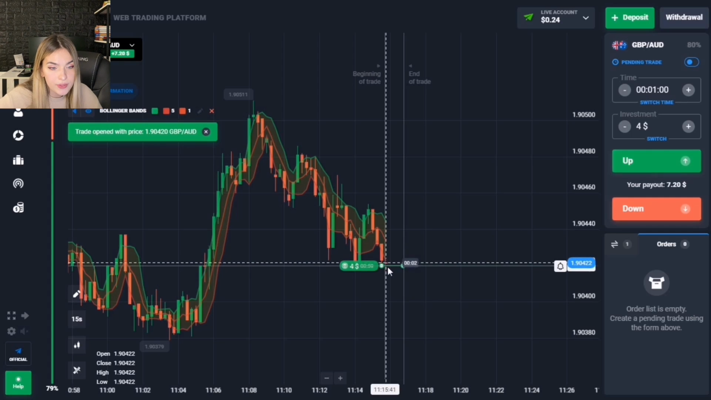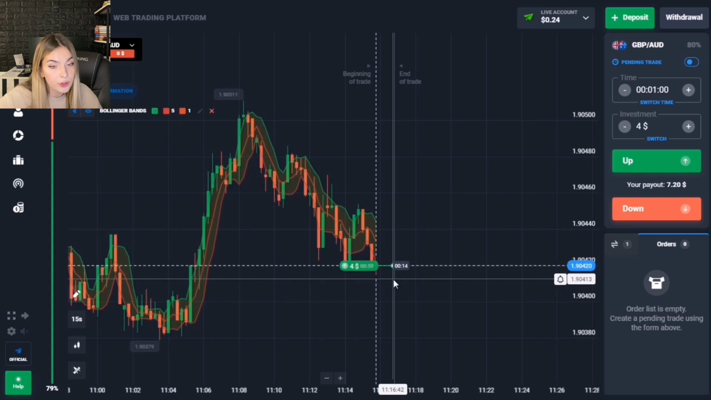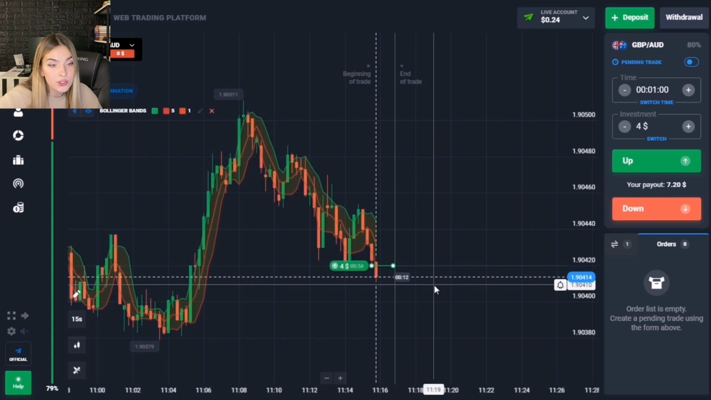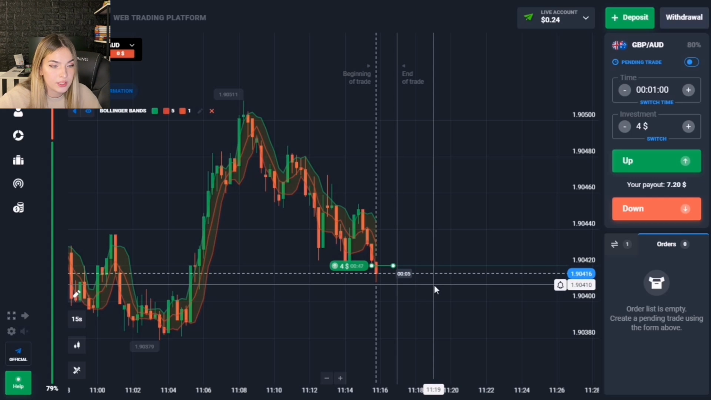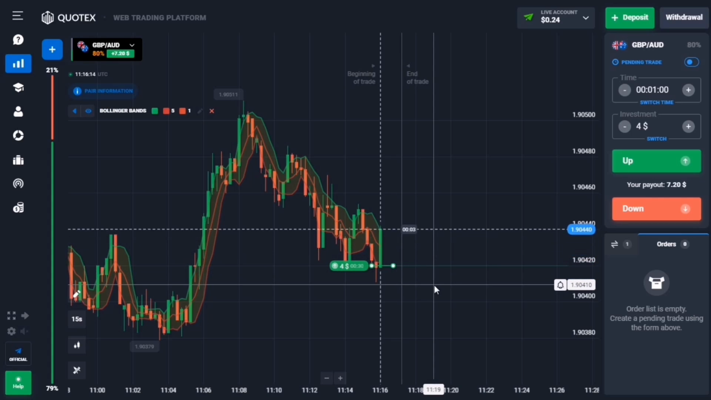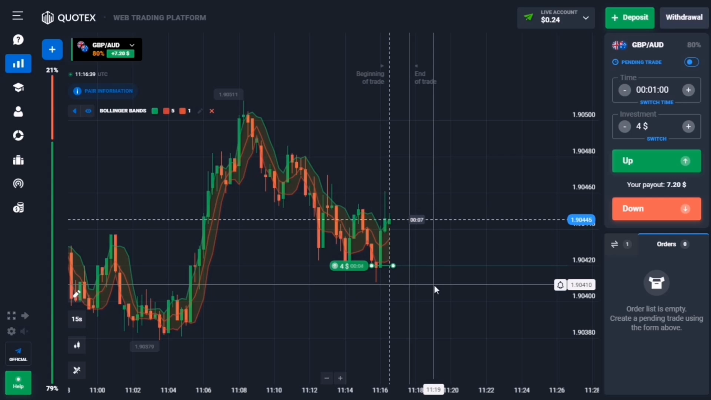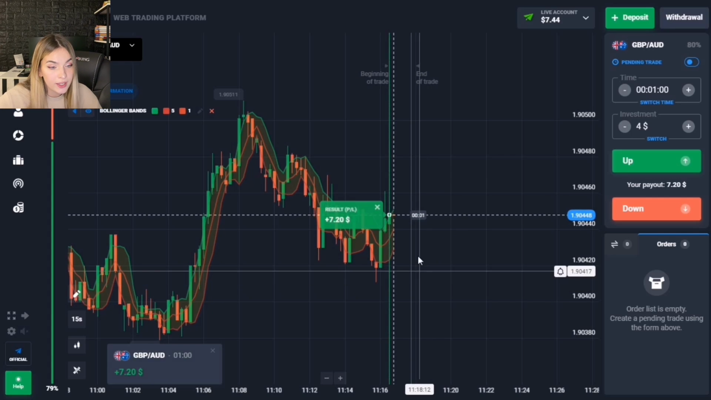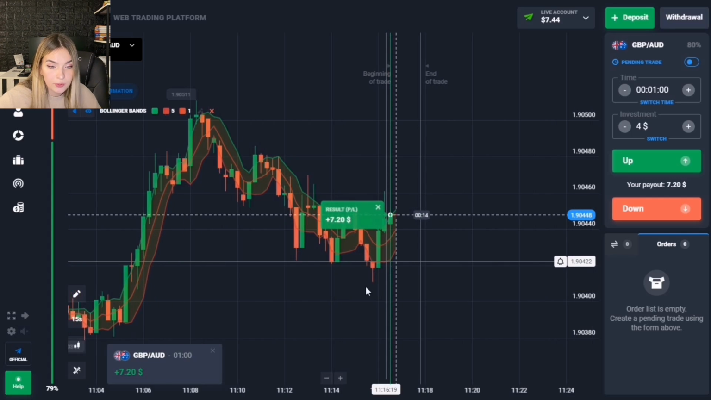We open a deal to the upside. I think that in this situation the price will pull back up, because there is also an internal level from which there will probably be a reaction to the increase. So friends, let's wait for the end of our deal. Well friends, it's not bad, the price really pulled back up, we get a profit.